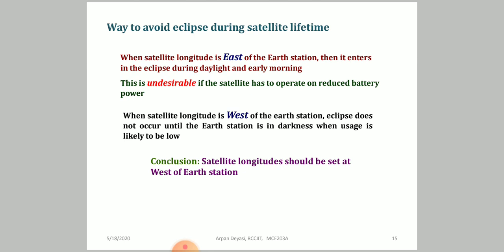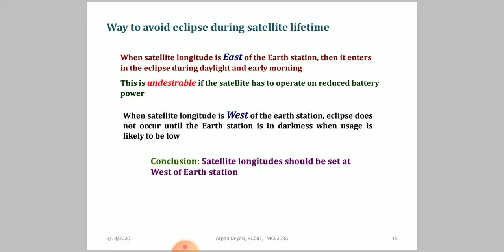So the next important question: how to avoid the eclipses. When the satellite longitude is east of the Earth station, then it enters the eclipse during daylight. Now daylight is undesirable, you have a lot of drainage of the solar power. But if the satellite longitude is set at west of the Earth station, this eclipse will cover around the night darkness, so the usage will likely be very small. So naturally, the satellite longitude should be set at the west of the Earth station in order to avoid the huge drainage of the solar batteries, and that's why people are setting this.